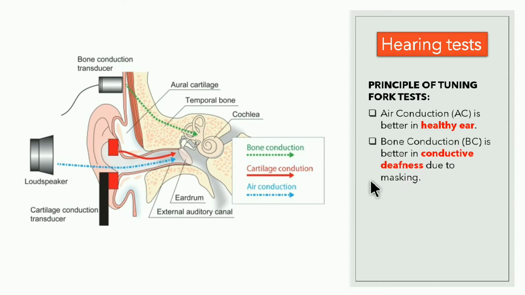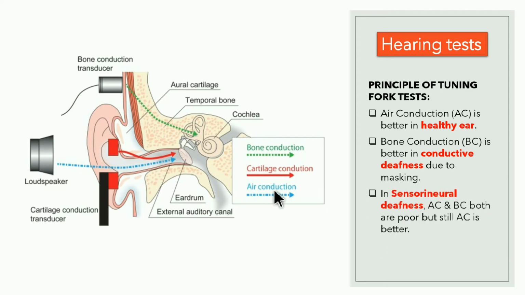Okay. Second principle is bone conduction is better in conductive deafness. What happens in conductive deafness? There is a problem in the external ear or middle ear. So that is the reason why air conduction is not proper. So what is the alternative for the body? Another alternative is bone conduction. That is why bone conduction is better in conductive deafness. It is because of masking. Masking of air conduction results in better bone conduction. So in conductive deafness, bone conduction will always be better than air conduction.